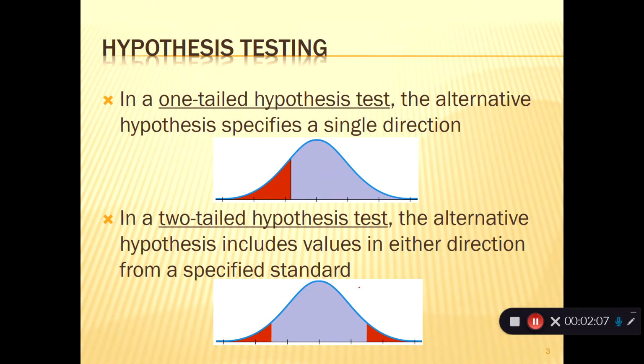Now, a two-tailed test means that I might have a change in either direction. For a two-tailed test, the way I would write that alternative hypothesis is P does not equal whatever my value is. In this case, it was 0.5. Then that would be a two-tailed test.